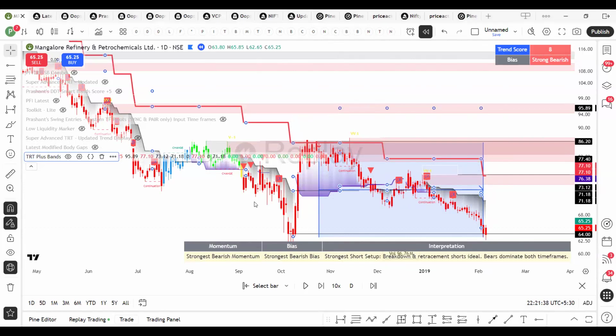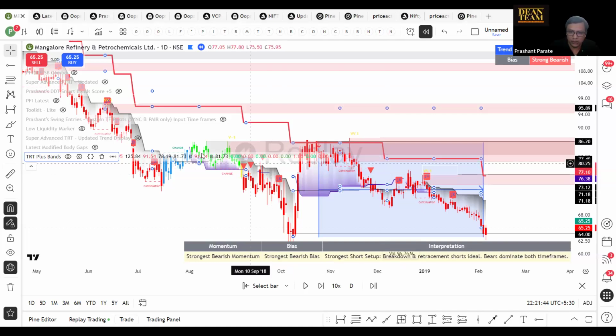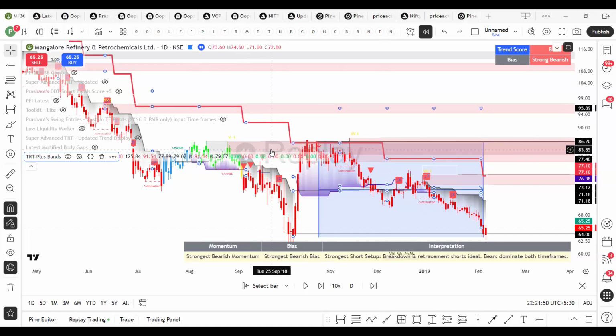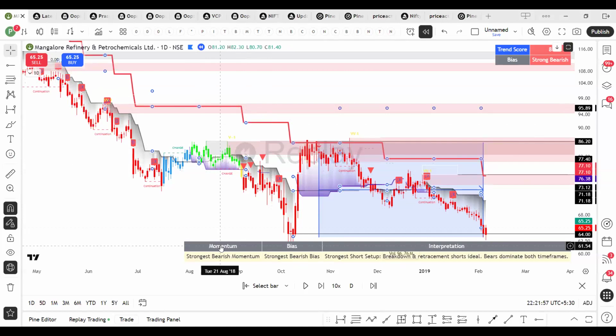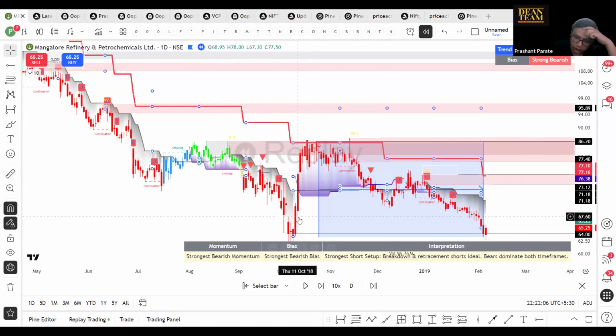But I think the band coincides with the TRT color. No, no, no. See here, the TRT color is green, but the bands are red. Okay. So how did you take the short trade over here when there were very strong up candles? Yes, so there were very strong up candles.